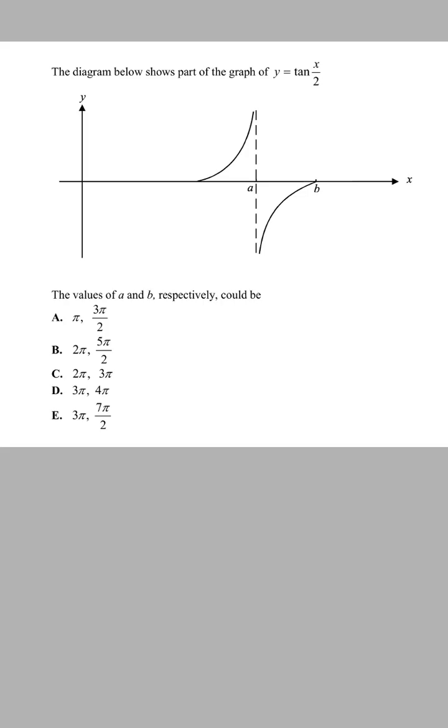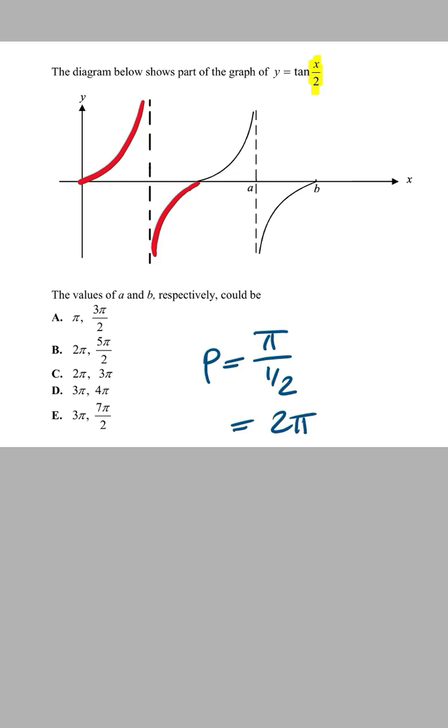For this question, notice that we've got tan of x on 2. There's no horizontal translation of this graph, which means part of the graph of this function is going to pass through the origin. And if we complete the full cycle of this tan graph, it's going to look something like this. We also know that the period of a tan function is equal to pi over the coefficient of the x term. In this case, this is a half, and so the period is going to equal 2 pi.